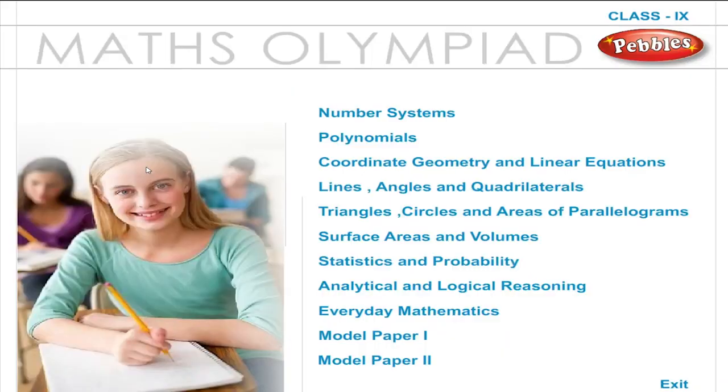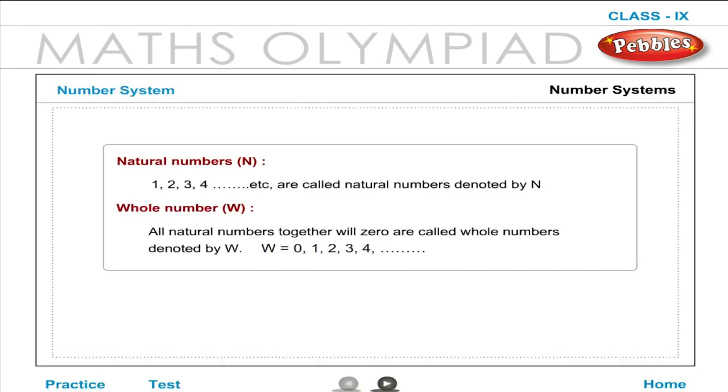Maths Olympiad Class 9. Number System. Natural numbers 1, 2, 3, 4, etc. are called natural numbers, denoted by N. Whole numbers: all natural numbers together with 0 are called whole numbers, denoted by W. W is equal to 0, 1, 2, 3, 4 and so on.